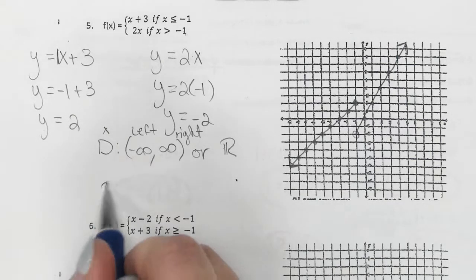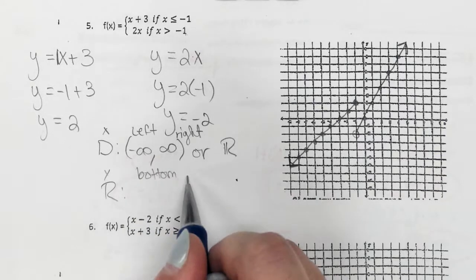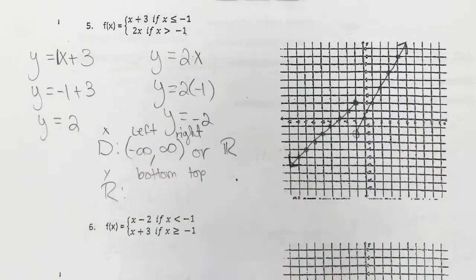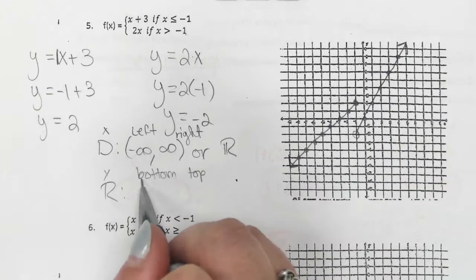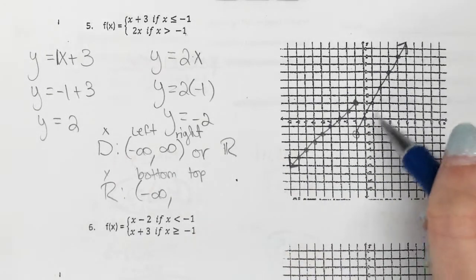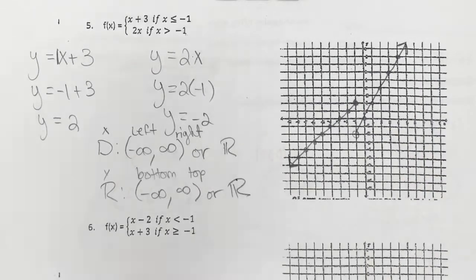All right, here we go. Range, starting from the bottom. Do you see one going to the bottom? Yes. There you go. Negative infinity. Do you see one going to the top? Yes. Yep, positive infinity. Or if you saw that, you just could have given me all real numbers. You don't have to give me both. Just give me one of them.